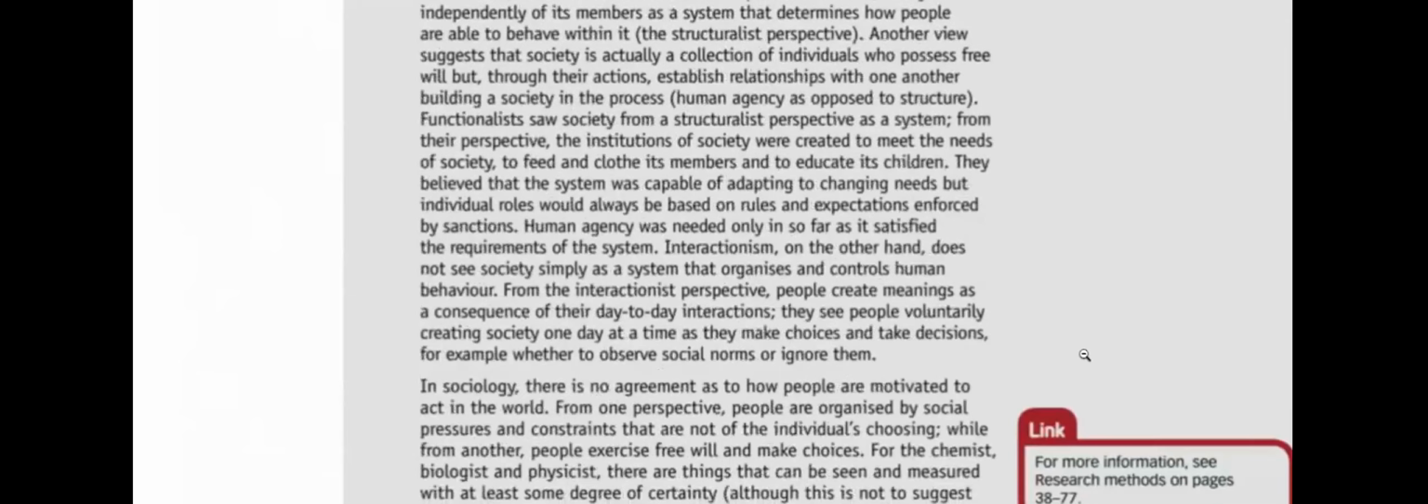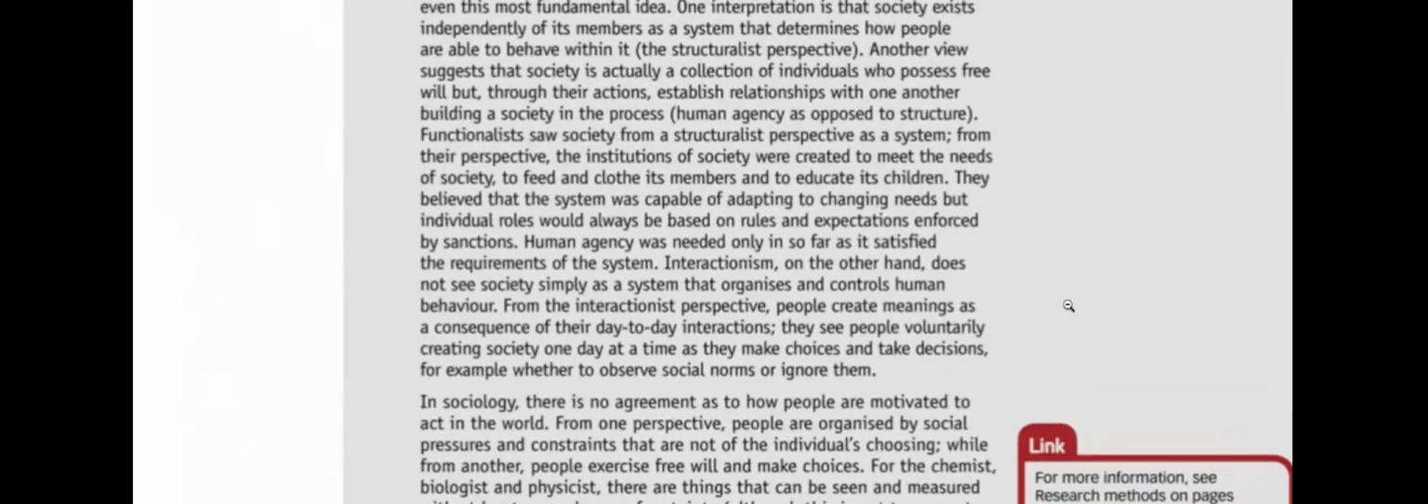Interactionism, on the other hand, does not see society simply as a system that organizes and controls human behavior. From the interactionist perspective, people create meanings as a consequence of their day to day interactions. They see people voluntarily creating society one day at a time as they make choices and take decisions, for example, whether to observe norms or ignore them. Now, I'm going to share my screen and a whiteboard and explain this.